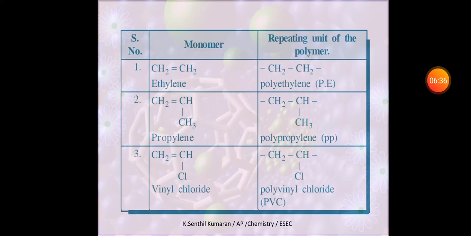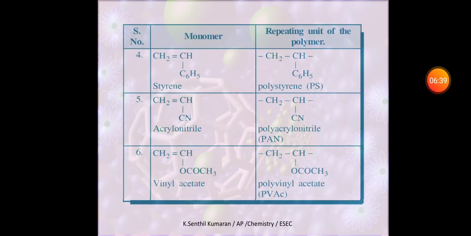Next, styrene. Styrene is an ethylene molecule having a phenyl nucleus, a phenyl ring. So n number of styrene molecules form polystyrene, that is PS. Then acrylonitrile. An ethylene molecule containing a cyanide group is called acrylonitrile. n number of acrylonitrile molecules polymerize to form polyacrylonitrile, shortly called PAN.